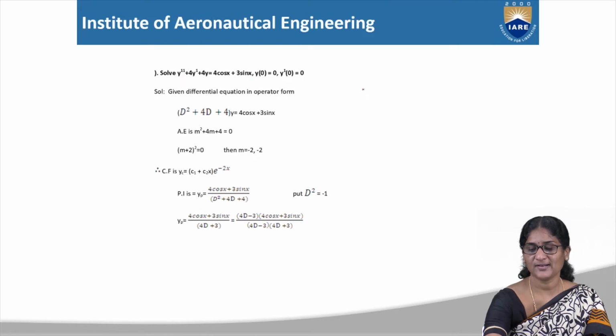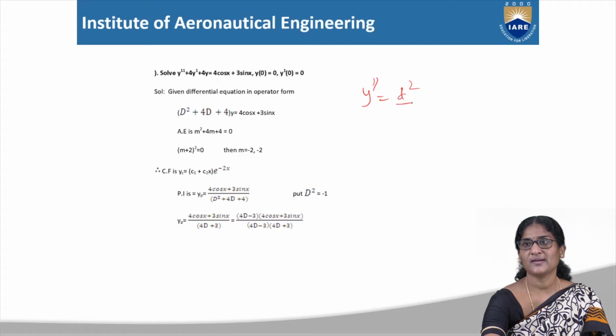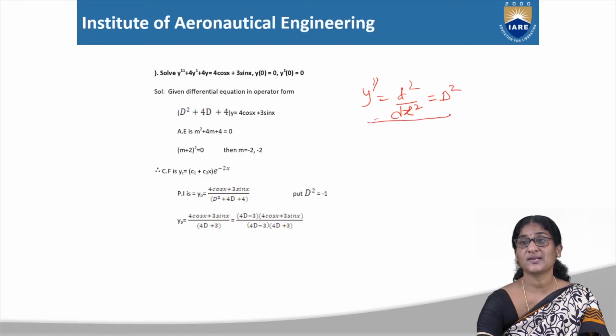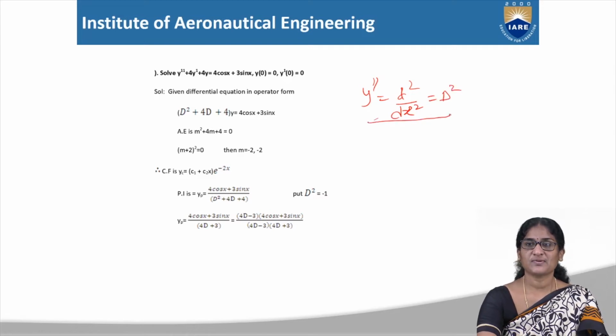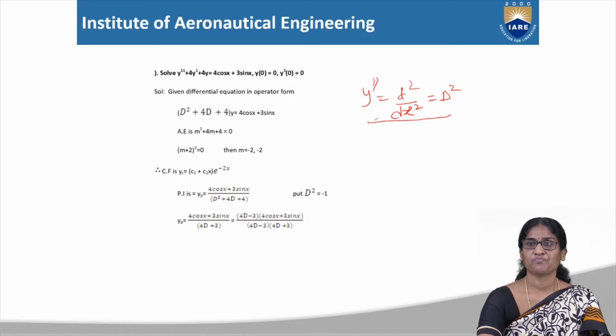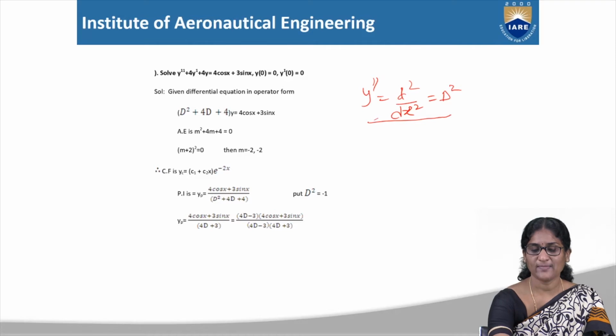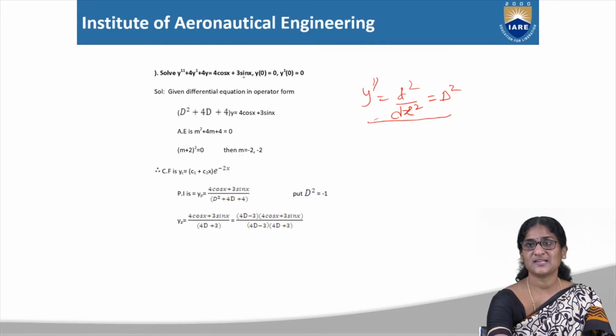So this can be written as the y double dash. I have said that the y double dash will be equal to d square by dx square. All the three representations are one and the same, so the question can be asked in any form. Okay, so I have taken y double dash plus 4y dash plus 4y is equal to 4 cos x plus 3 sin x. Now the extra thing is that they have given some conditions also.